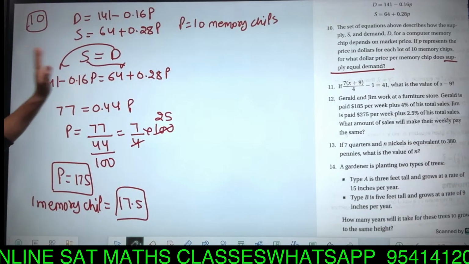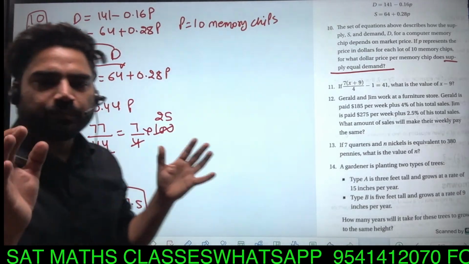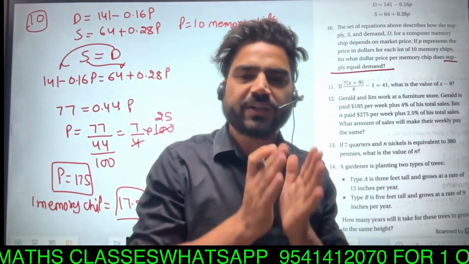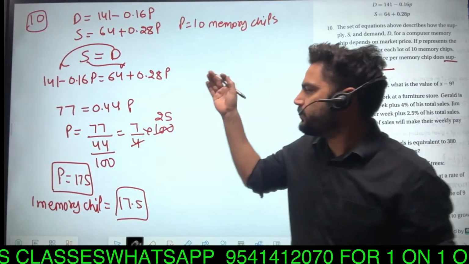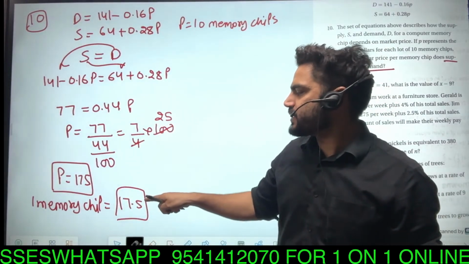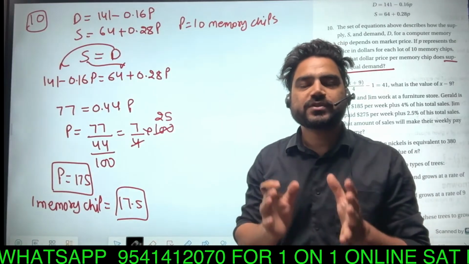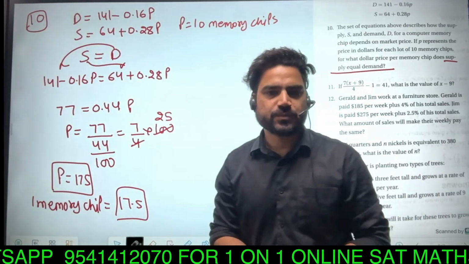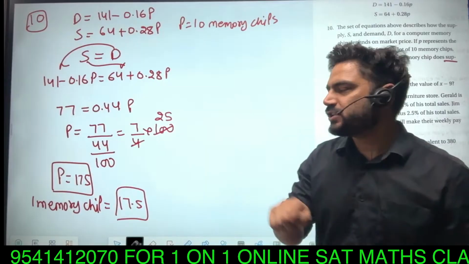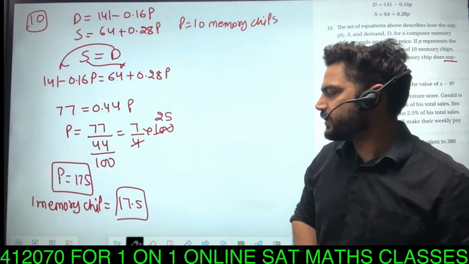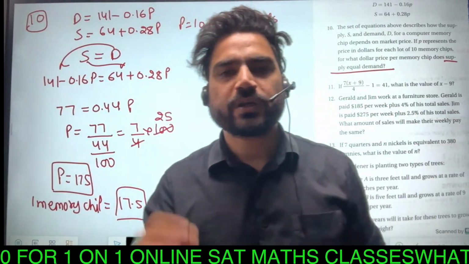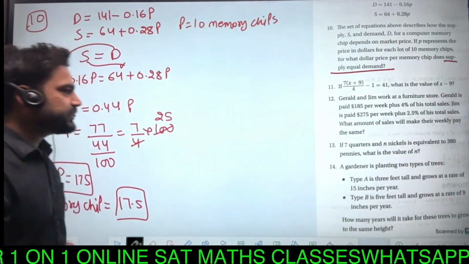First of all, we have to make demand and supply equal. When they are equal, we will solve them and find the value of P, which is 175, and that is the value of 10 memory chips. So to find the value of one memory chip, we will divide this value by 10. So the answer is 17.5. This is how we can solve these questions.